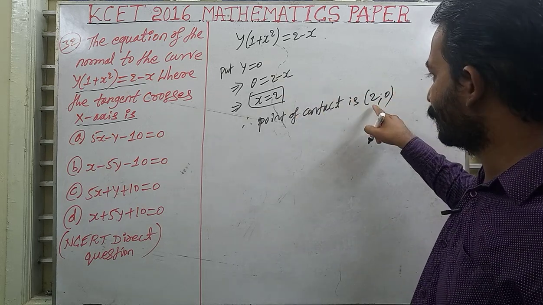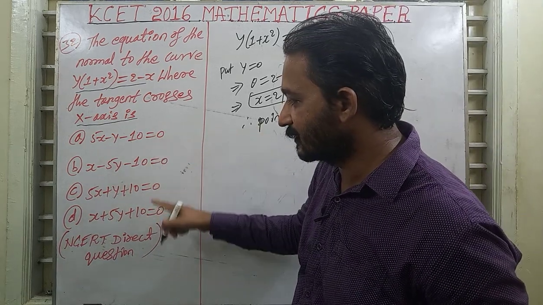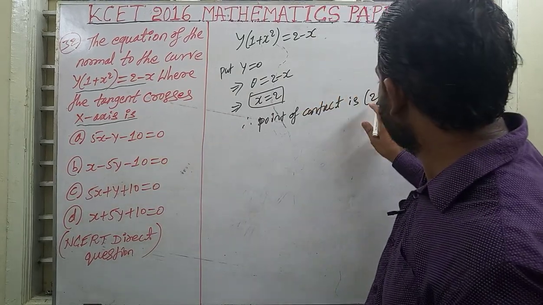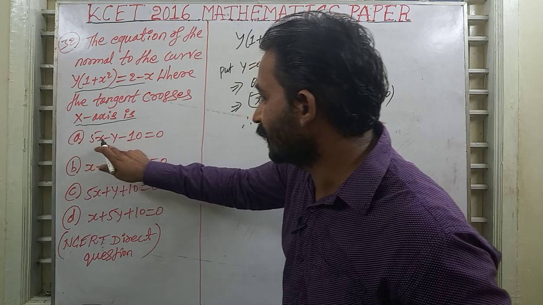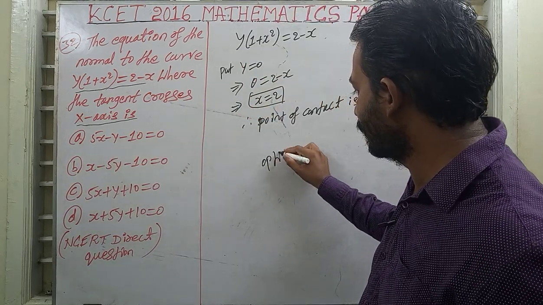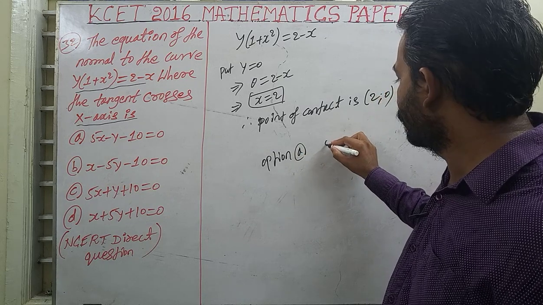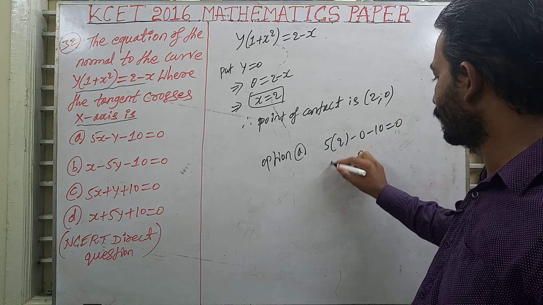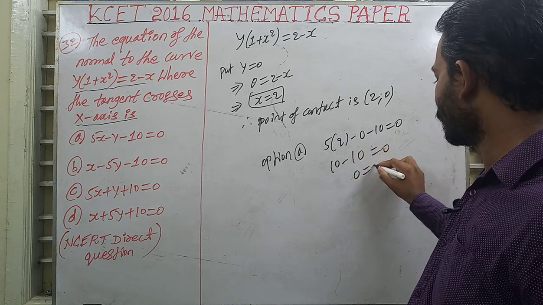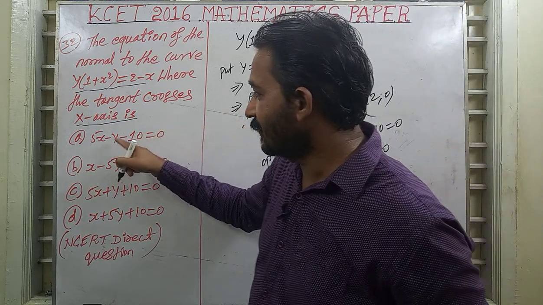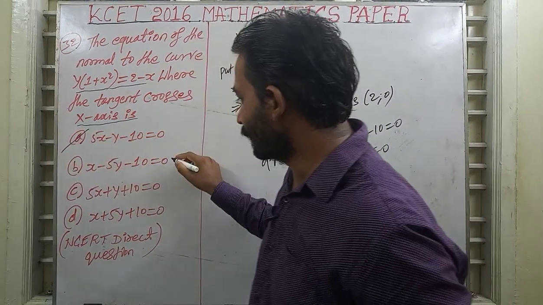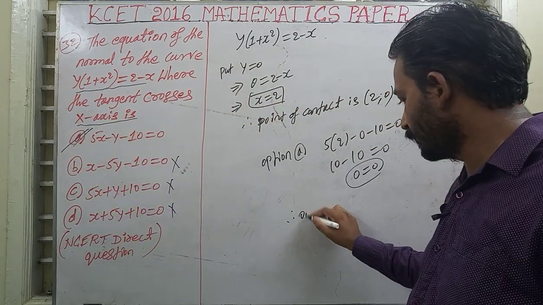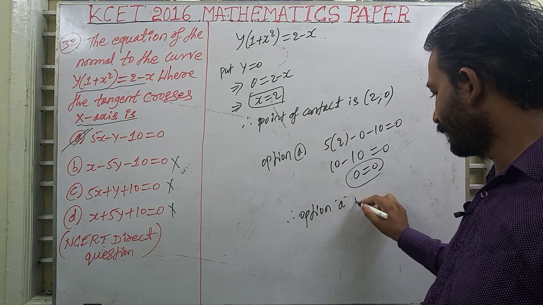So in this case, the option which this point satisfies is the correct one, because this point lies on the normal. So which option is correct? Put x is equal to 2, y is equal to 0. Okay, first option A: 5 into 2 minus 0 minus 10 is equal to 0, that is 10 minus 10 is equal to 0, so 0 is equal to 0. So this point satisfies the normal equation A, but not B, not C, not D. So option A is the answer. Therefore option A is correct.